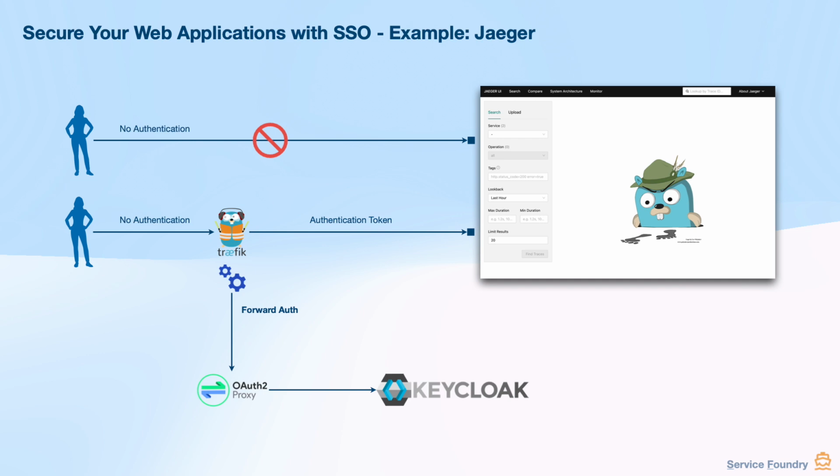By integrating Traefik as the ingress controller, we enable forward authentication through OAuth 2 Proxy, which connects to Keycloak for identity management. This allows users to access tools like Jaeger only after authenticating with their credentials, without needing to modify the tool itself. With ServiceFoundry, this SSO setup is modular, reusable, and can be applied to any web application with minimal configuration.